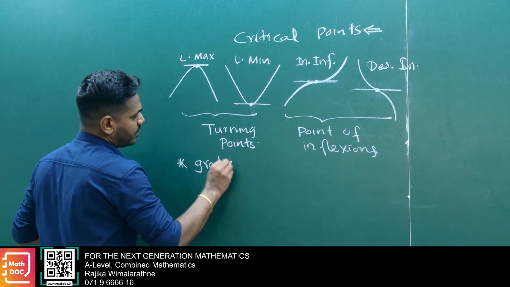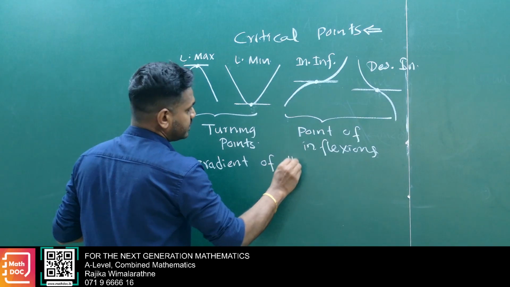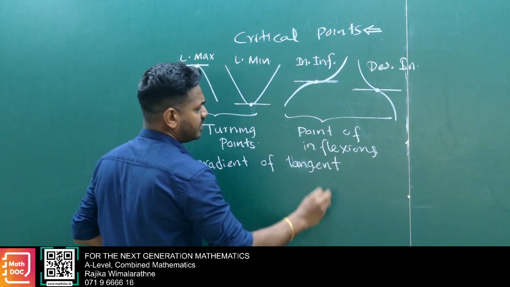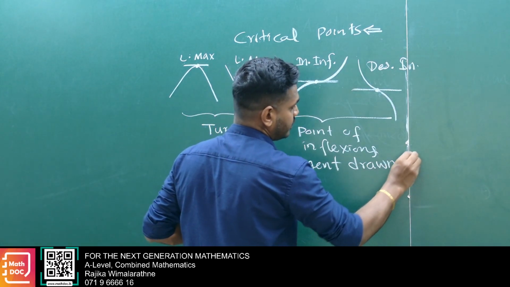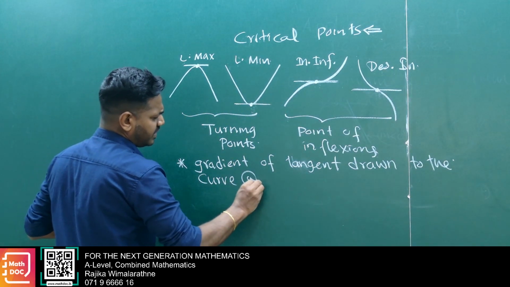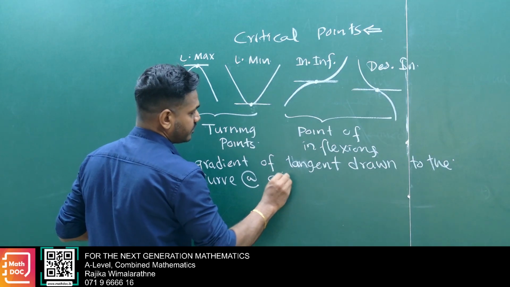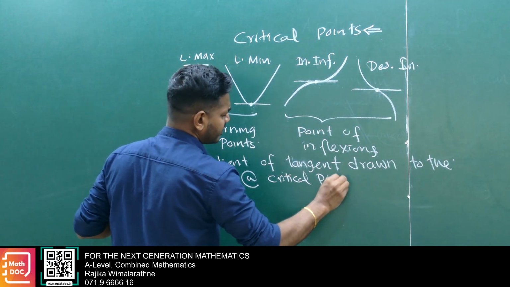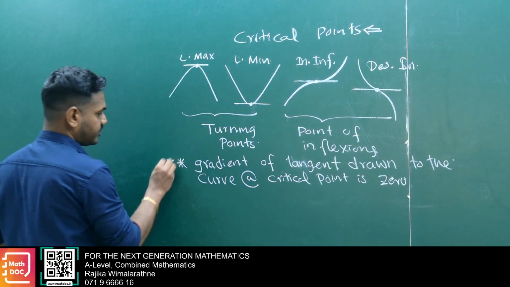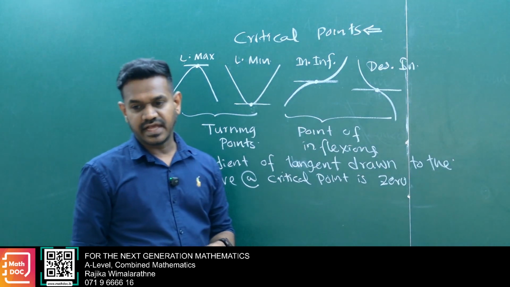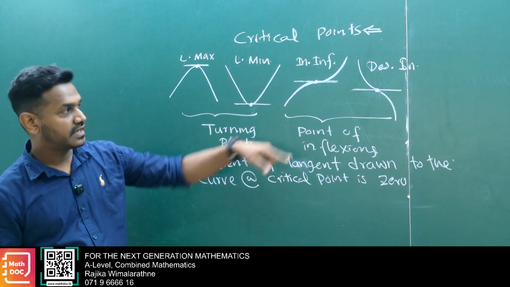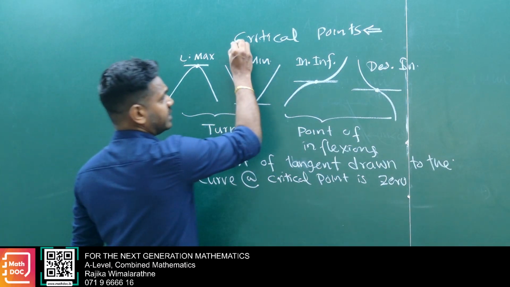The gradient of the tangent drawn to the curve at a critical point is 0. That's the thing. Okay, write it. That is about critical points.